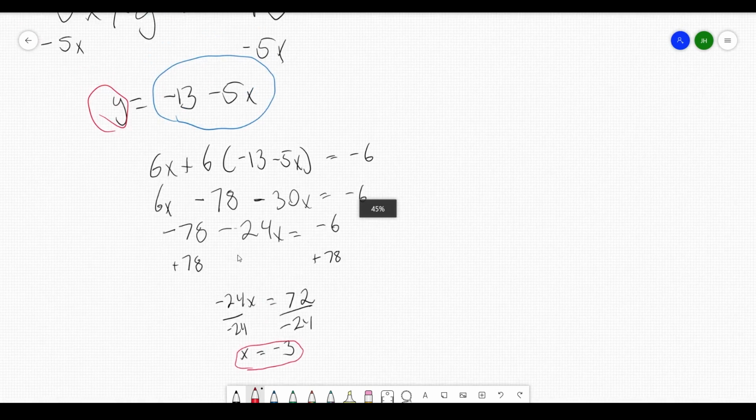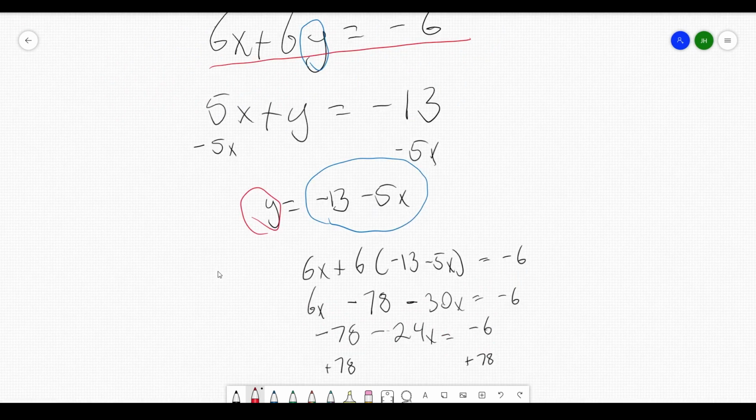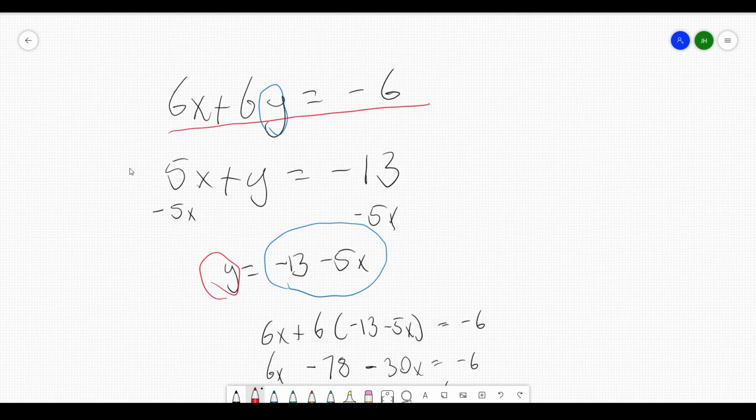If we go back up to our original system of equations, we can now substitute the value for x in to get y. Let's just put it right in the first one. It will work no matter which one you put it in. So you could plug that x into here, you could plug it into here, or you could plug it into here. Either one of those works. So x is negative 3.